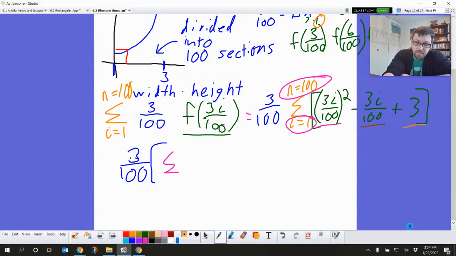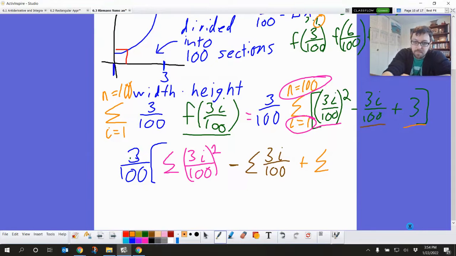So let's see. That's a summation of 3i squared over 100 minus the summation of 3i over 100. Oh, this is all squared. And then plus the Riemann sum of 3. It's just a 3. Okay. Cool.